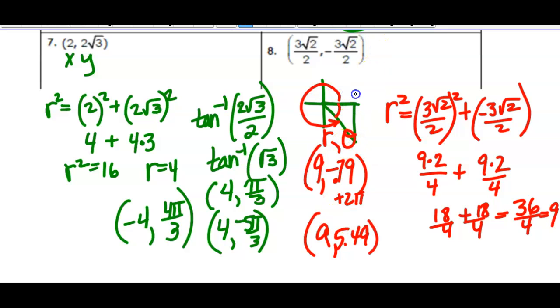All right. Well, if you did figure out that the tangent is 1 or negative 1, that happens at negative pi over 4. So you could have had 9 and negative pi over 4, which is the same as 9 and positive 7 pi over 4. Or you could have done 5 pi over 4 with a negative 9 in there. All right, are we done?